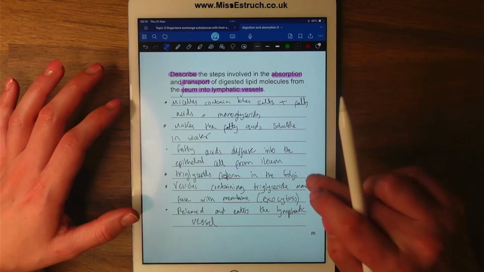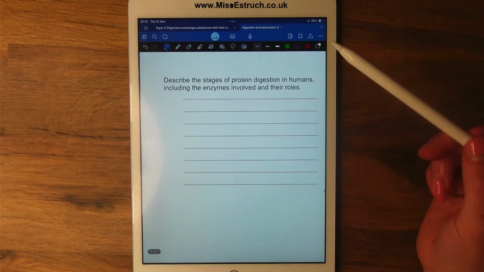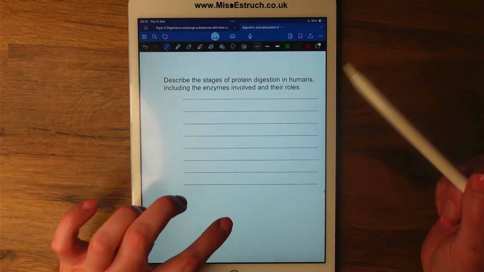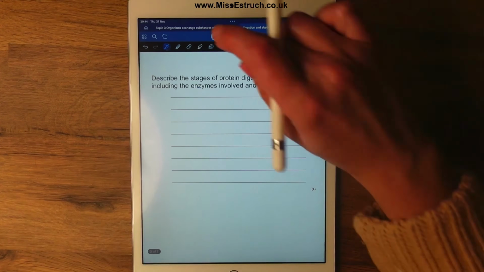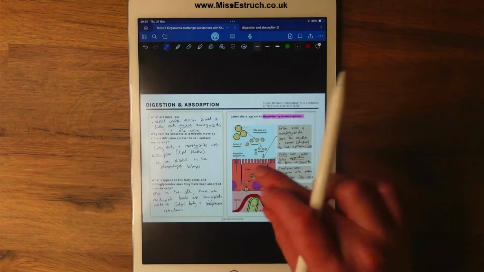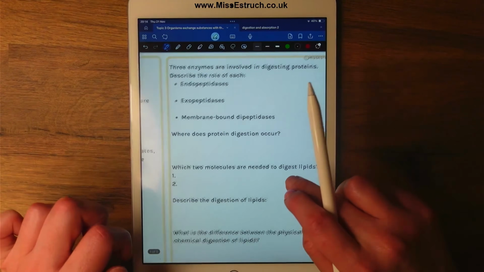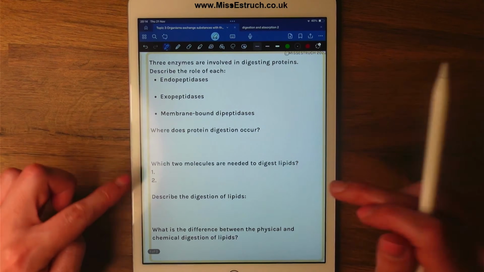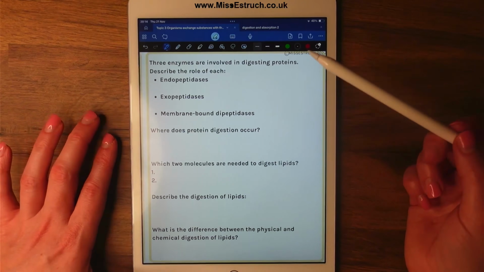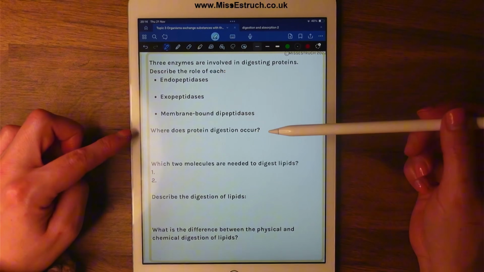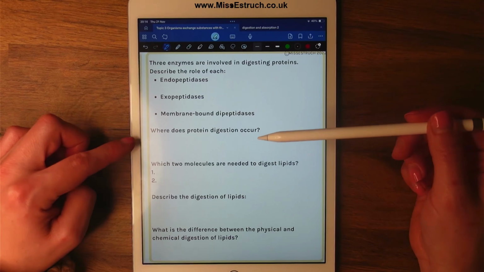So let's have a look at what the next question is. Describe the stages of protein digestion in humans, including the enzymes involved and their role. So it's 4 marks. Let's just go back to the active recall workbook and see what we had there to guide us through this before doing an exam question. So in the active recall workbook, it points out the 3 enzymes where you've got to then describe the role. And then it goes into a bit more.